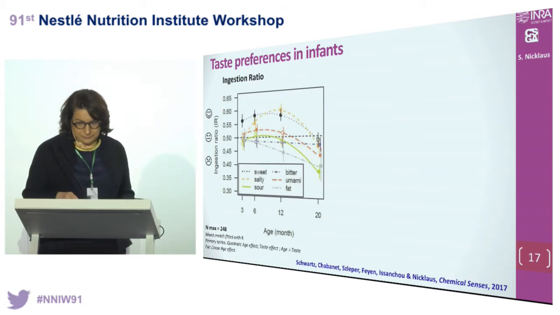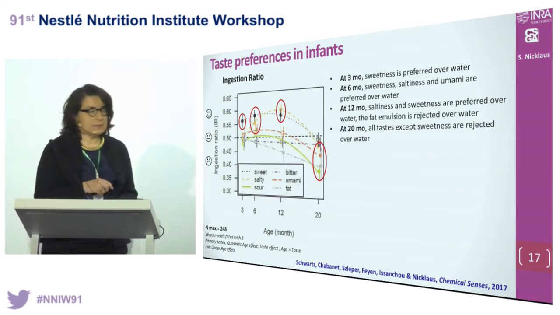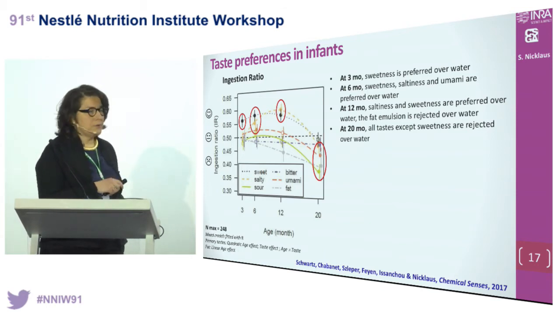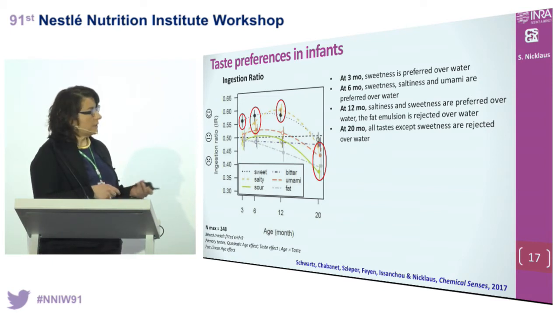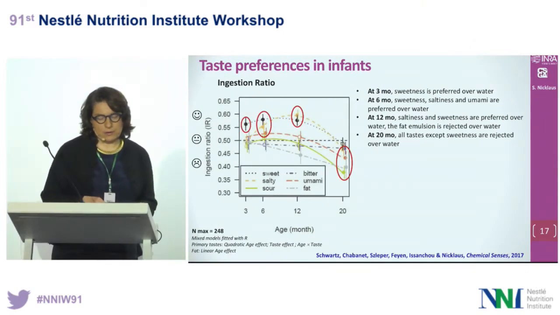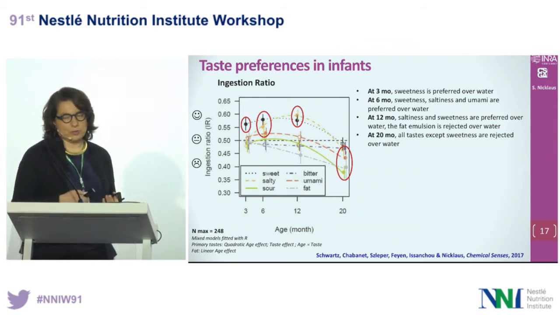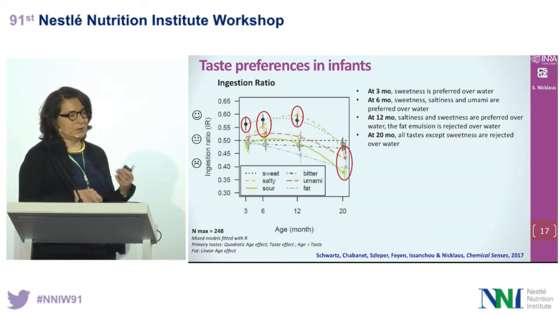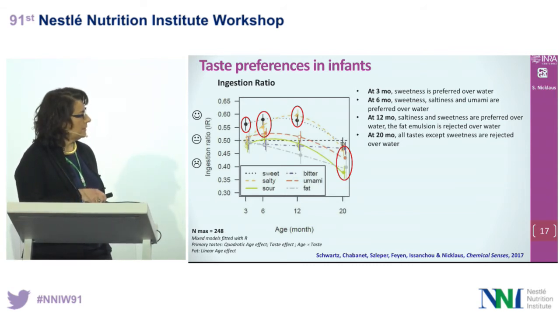So what did we observe? First, we observed that at 3 months, sweetness is preferred over water. At 6 months, sweetness, saltiness, and umami taste are preferred over water, so there's a developmental component in the liking for taste preference at this age. At 12 months, saltiness and sweetness were preferred over water, and the fat emulsion was rejected over water. And at 20 months, all tastes except the sweet taste were rejected by the infants, really showing a development in acceptance of these taste solutions. What happens in between? Well, children learn about food, and they expect to find these tastes not in water, but in solid food, and that may explain this rejection.